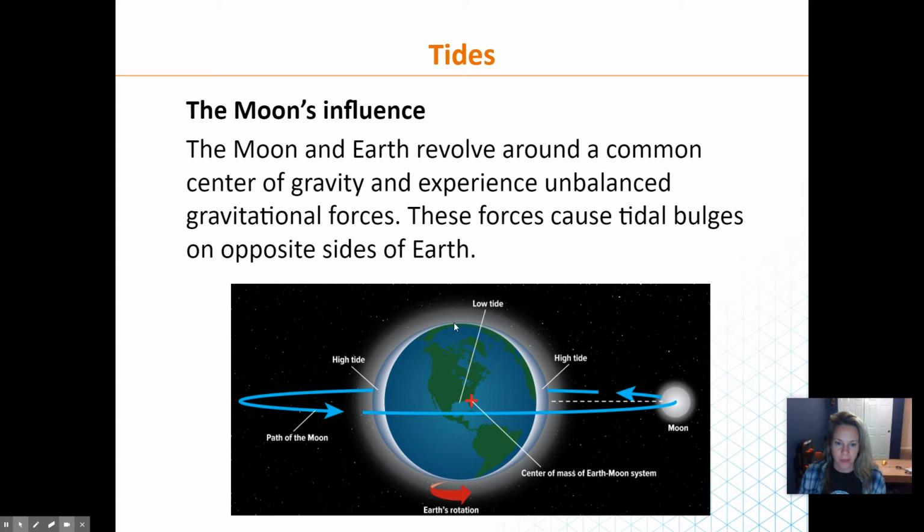And so this is where we have our low tide. This is where we have our high tide. And then same thing, low tide here. This would be all the way around the Earth. So low tide here, high tide. So that's why in general we get 2 high tides and 2 low tides a day.